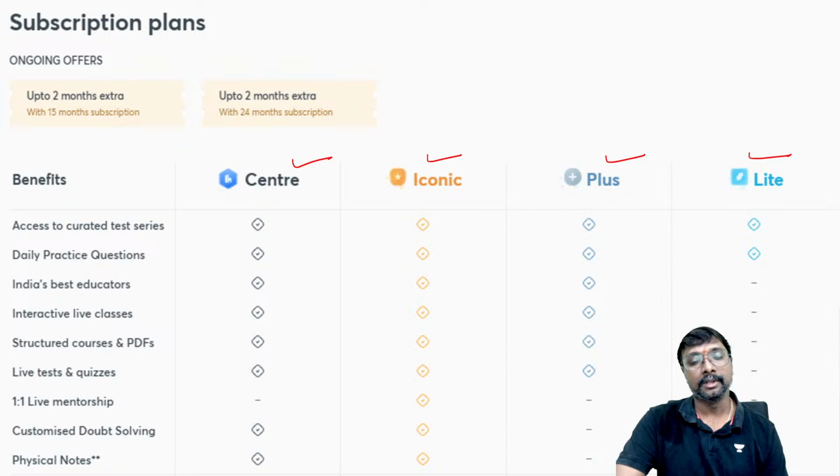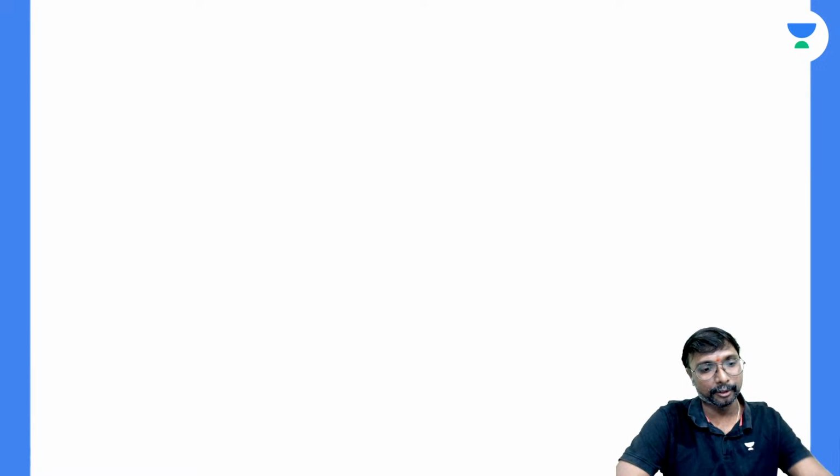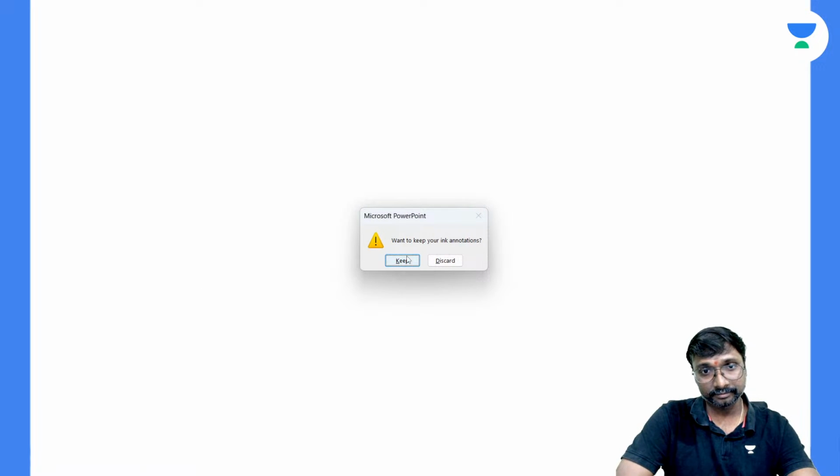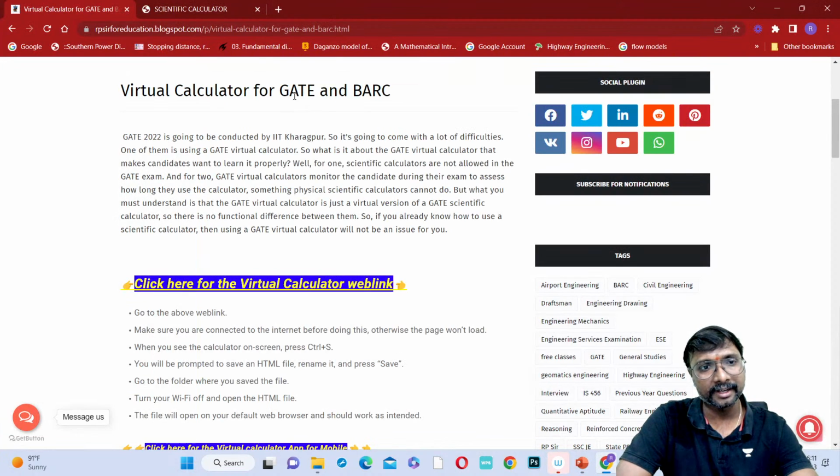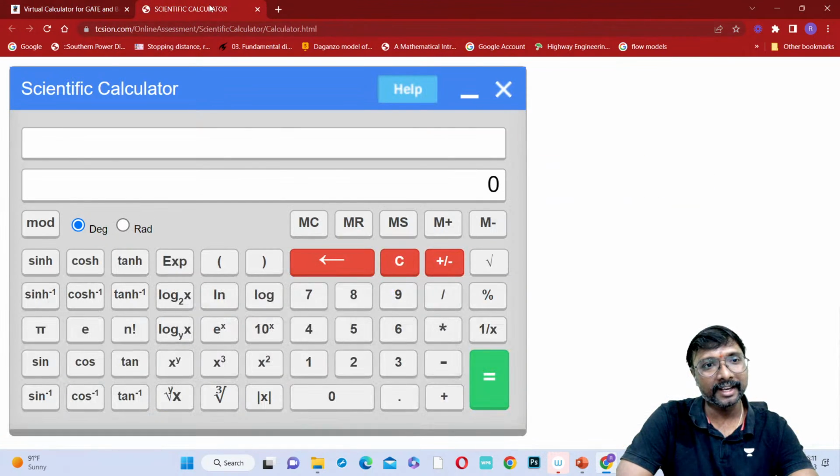So now coming to this, whenever you are using this virtual calculator, how is that virtual calculator looking like? So this virtual calculator, the scientific calculator, looks like this now.